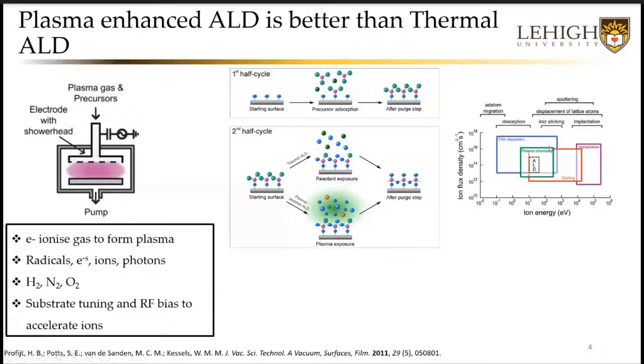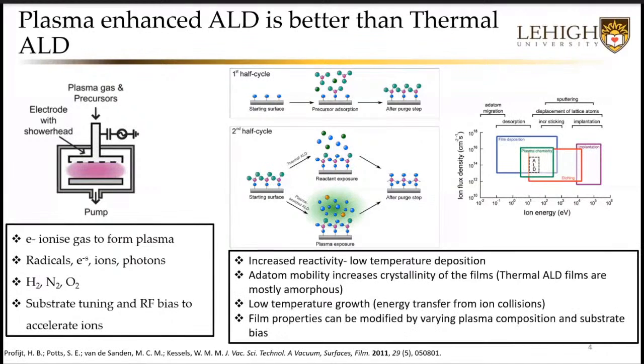So why is it more important than the normal thermal ALD? Because there are a few chemistries which require very high growth temperature, which cannot be reached by using thermal ALD, but the same energy can be given by using plasma. So there is increased reactivity, and the growth temperature can be lower than what you see in thermal ALD, but similar energy can be given to the substrate.